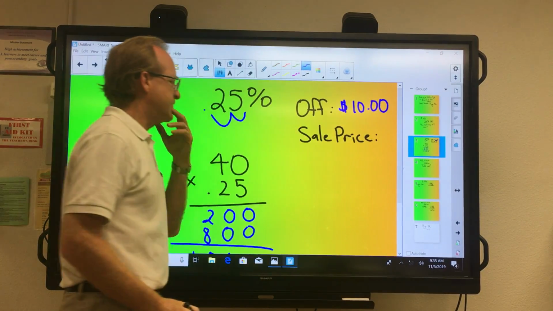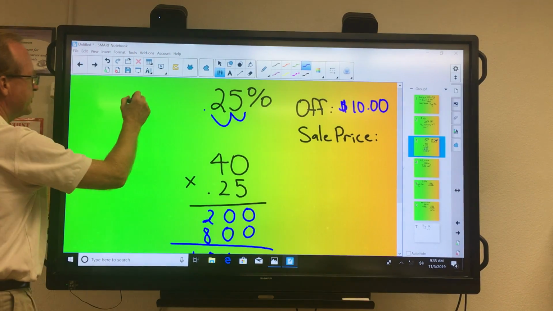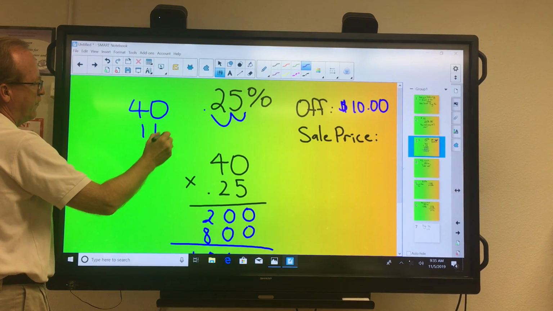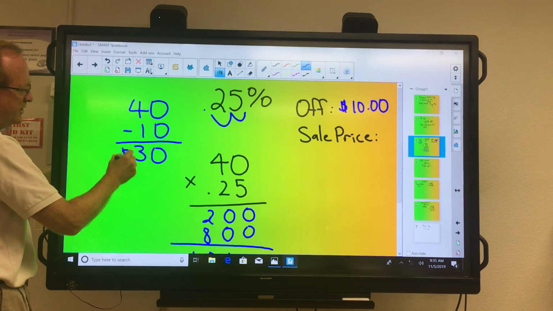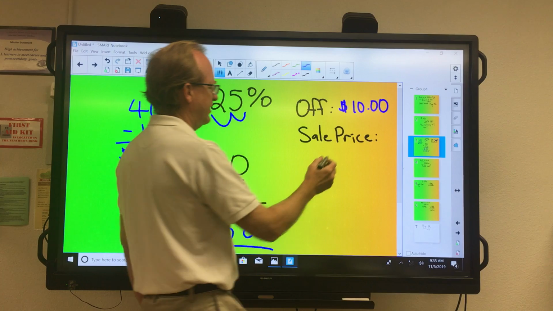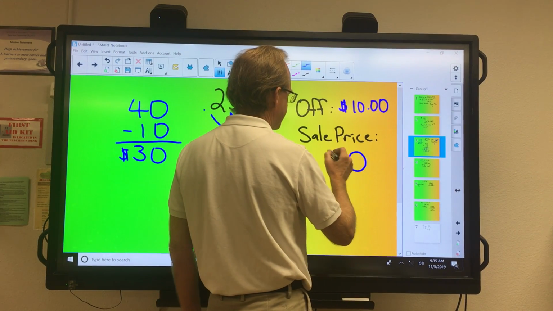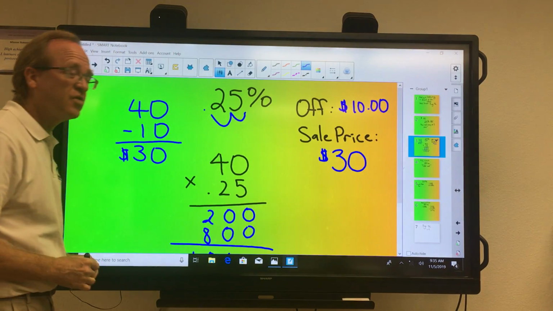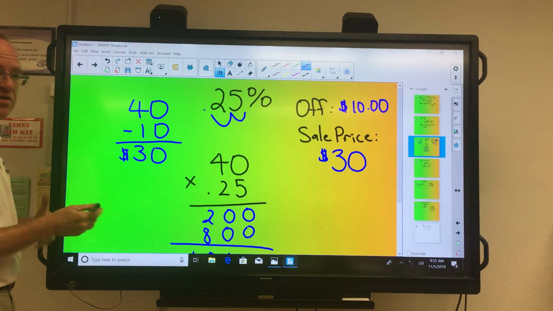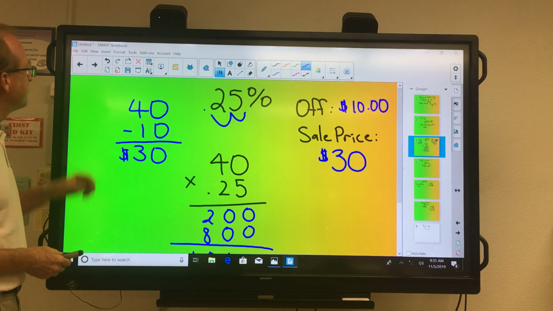And of course, since the original price was $40, I can just take 40 minus 10, and my sale price is $30. Whatever it is I'm purchasing would cost me $30. So that's a real useful thing you can do if you know how to manipulate percents.